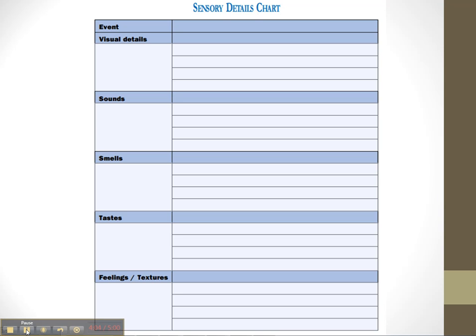Smells. You smell all the different kinds of foods. You've got your hot dogs, you've got elephant ears, and all these different smells bombarding you. The smell of the sweat from all these people.